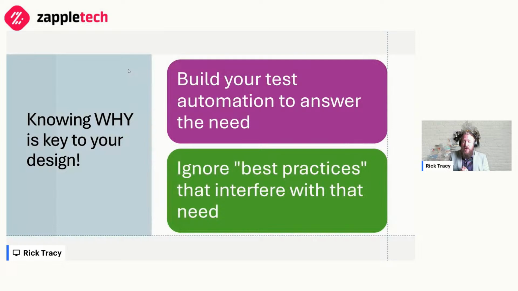Okay, so knowing why is key to your design. You can build your test automation to answer whatever need that you have, and here's a controversial thing, feel free to ignore the best practices that interfere with that need.